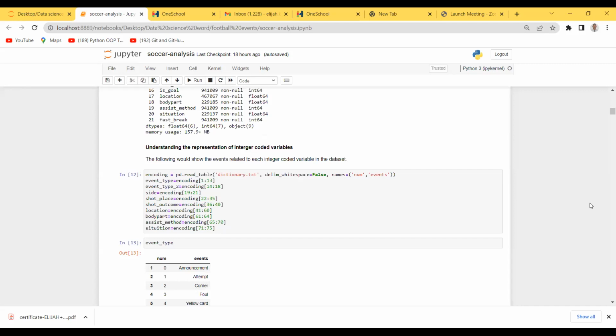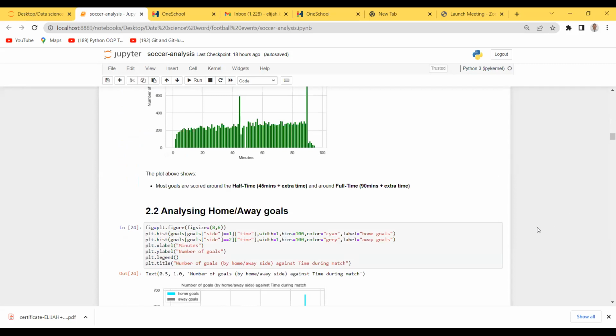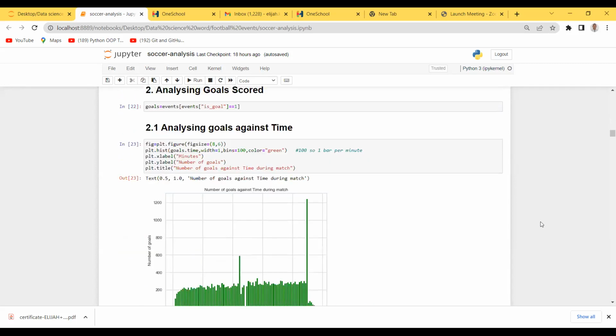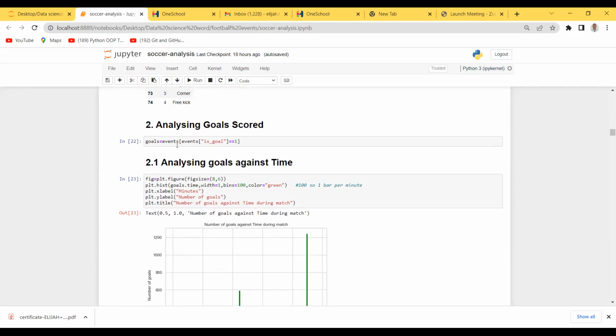This is the first. And if you have anything to add or explain, kindly feel free. I'm just reading. Let's continue. So we are analyzing goals against time. Do you see this first code? When the goal is 1, remember in the goal column we are only looking at whether the goal was scored or not. If it was scored, it's 1. If it was not scored, it's 0. So here we want only when the goals were scored, and that's why it was written 1.